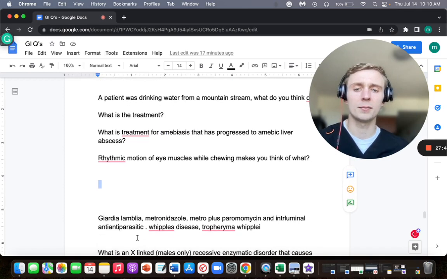Whipple's disease. Whipple's disease is the one with rhythmic motions of the eye while chewing, and that's from Tropheryma whipplei. Tropheryma whipplei, with rhythmic motions of the eyes while chewing.